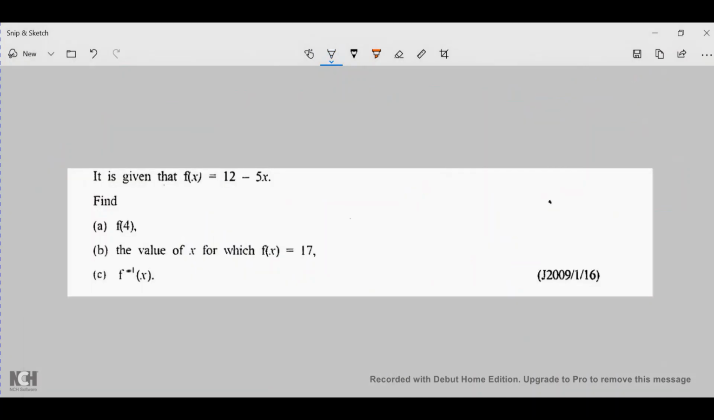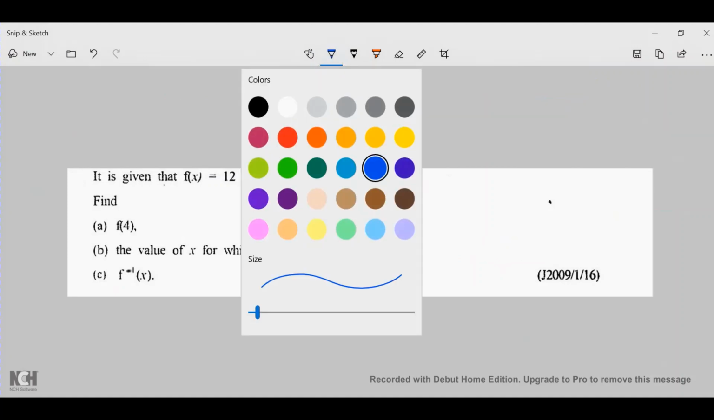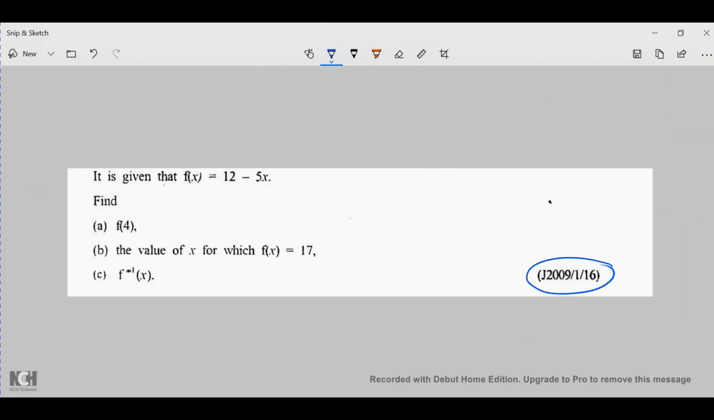This is one of the questions from a past paper, June 2009 paper 1, question 16. An equation is given. I have selected some questions which are not similar, so that we can have some practice.